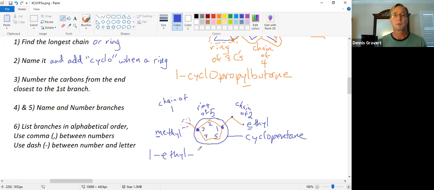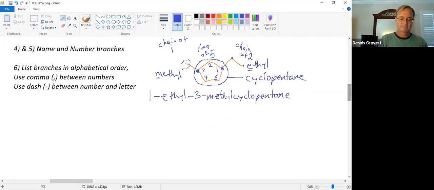And the methyl group is showing up on carbon 3. The parent name, cyclopropane. Nice. Not too bad, I hope. Let's go the other direction. Let's draw a structure from a name.